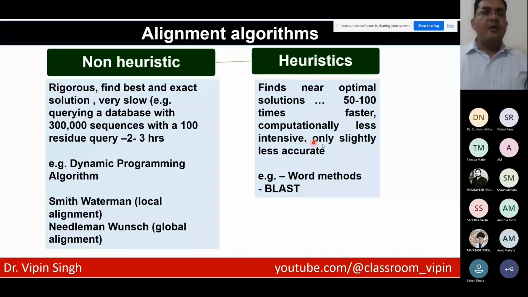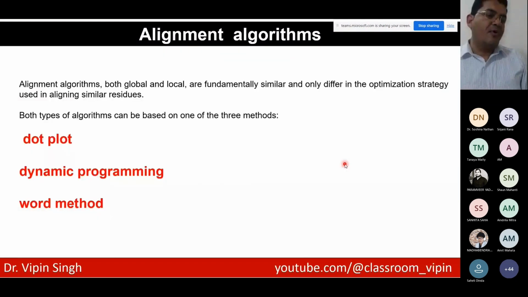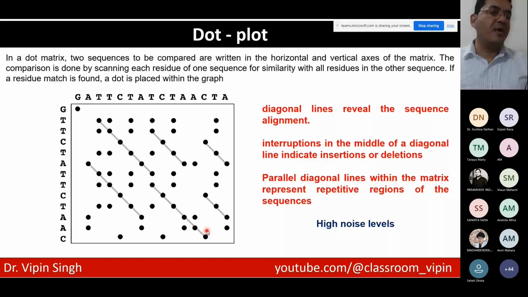All right, so here we are. There are three basic algorithms. You have Dotplot, you have dynamic programming, you have the word method, right? So Dotplot is basically you put the sequences on your X and Y axis, the two sequences that we're comparing, and then put a dot wherever there is commonality. And if there is no commonality, you don't put a dot. So for example, T and T, you have a dot. For example, A and A, you have a dot, right?